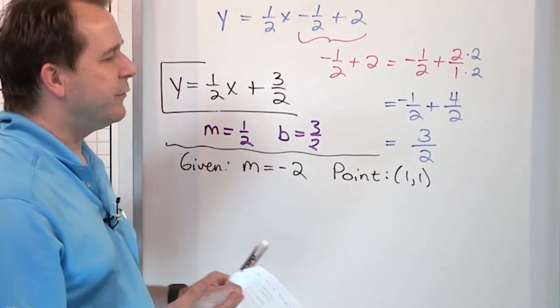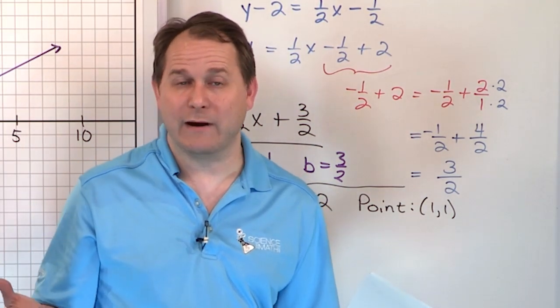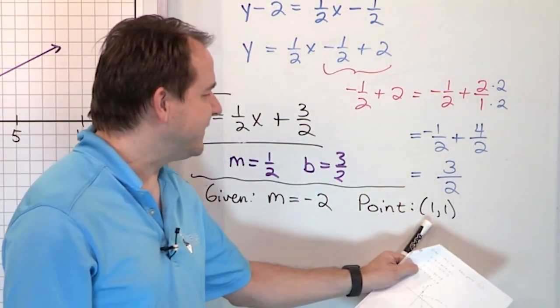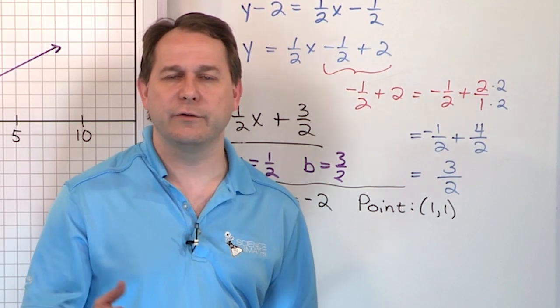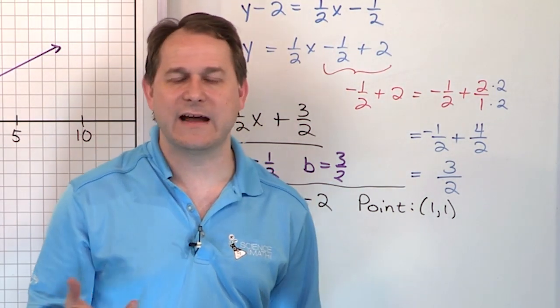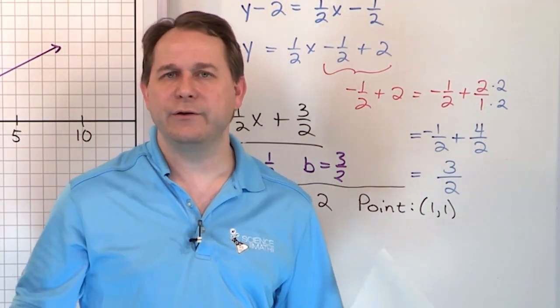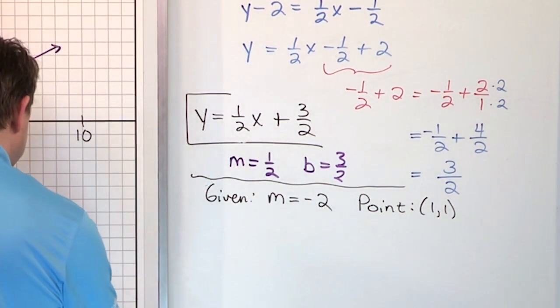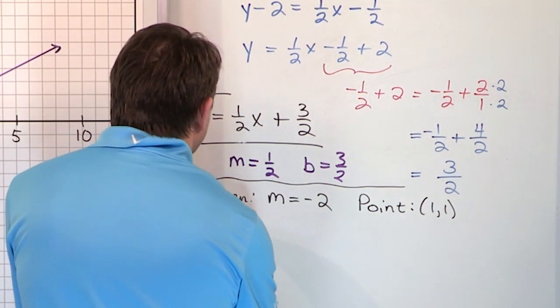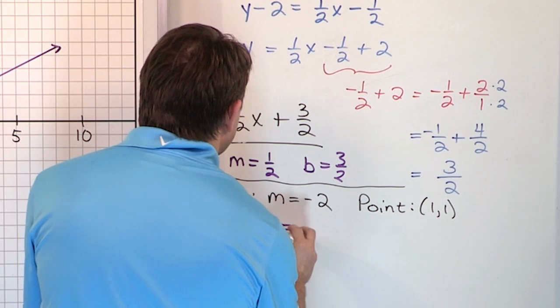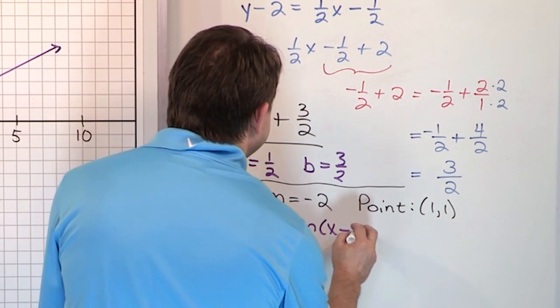The first thing you're going to try to do is say, well, I'm going to use mx plus b, right? I know the slope, but this is not a y-intercept. It doesn't go through the crossing of the y-axis. That's not what 1, 1 is. So you can't use mx plus b, so we're going to use the point slope form, which is what? It's y minus y1 equals m times x minus x1.